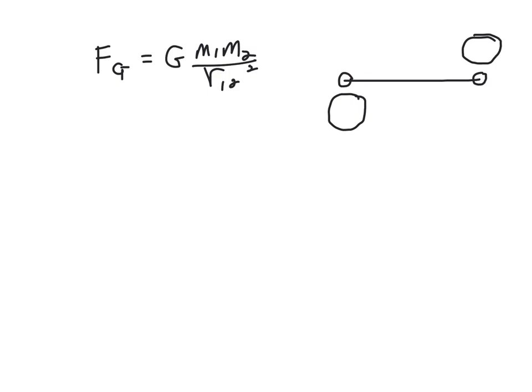So we use the distance between the centers of the 2 masses, it has to be in meters. We use the mass of the 2 masses, has to be in kilograms, and then we use our gravitational constant. So just make sure you get all the units right, and no surprise, this will be a very, very small force because the gravitational attraction between 2 objects that aren't massive like the Earth or the Moon is going to be very small.